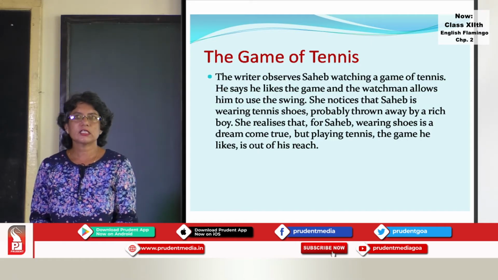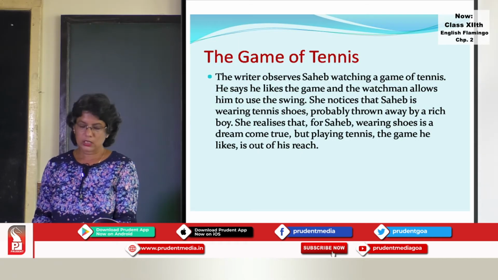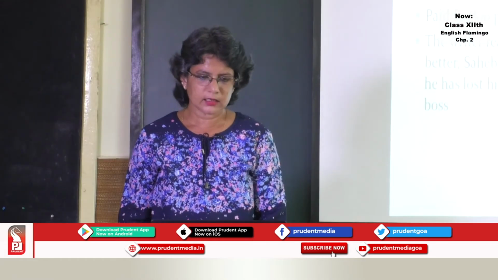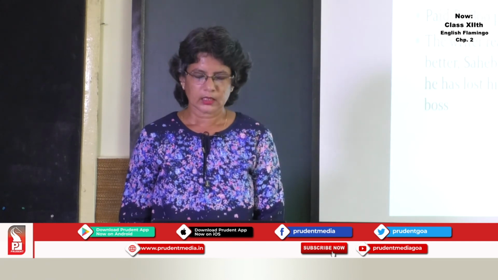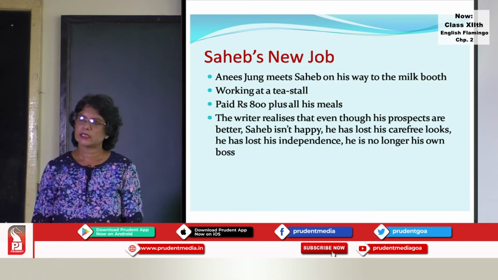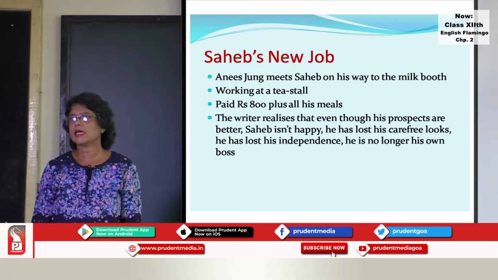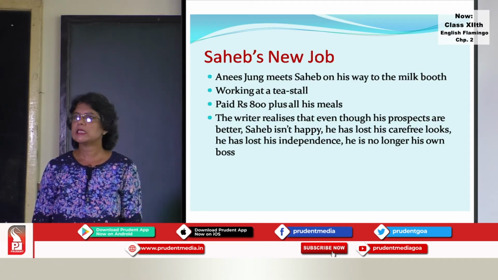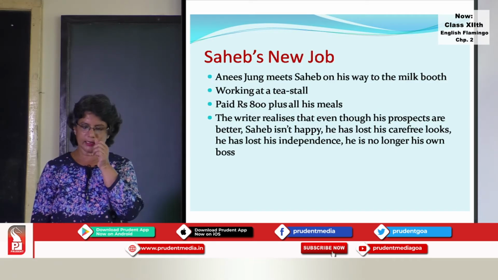We end the first part of this lesson and we move on to the second story. The story ends with Saheb on his way to the milk booth. The writer meets him. She notices that Saheb has a new job. He has a steel canister in his hand and he explains that he has a job at a tea stall. He is paid rupees 800 plus gets all his meals.